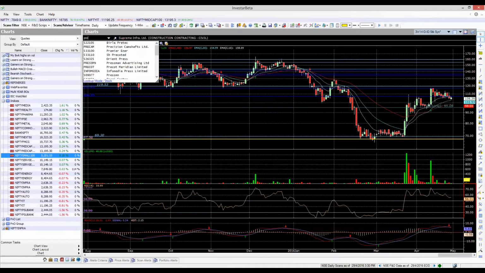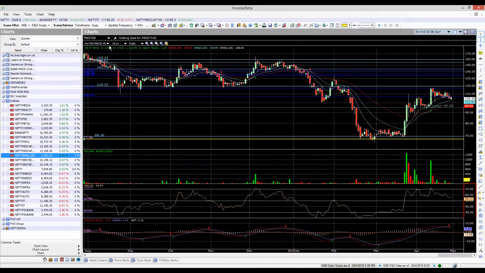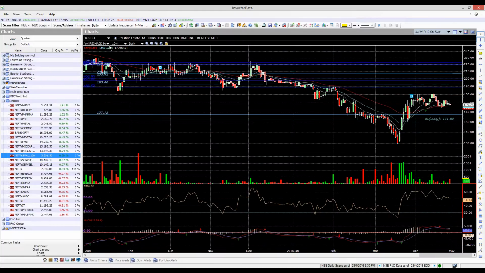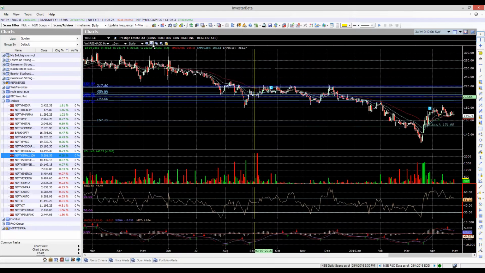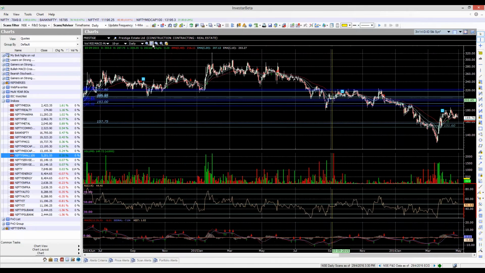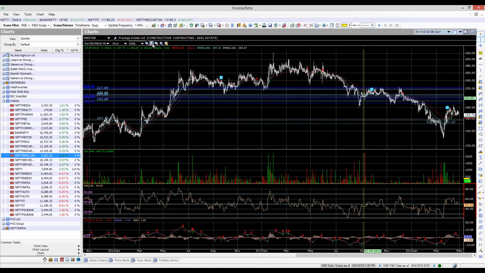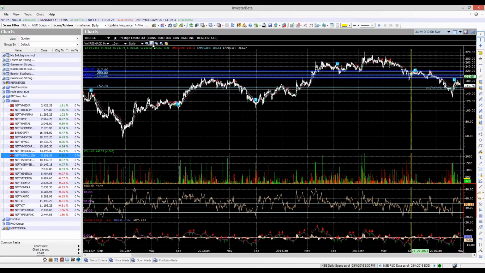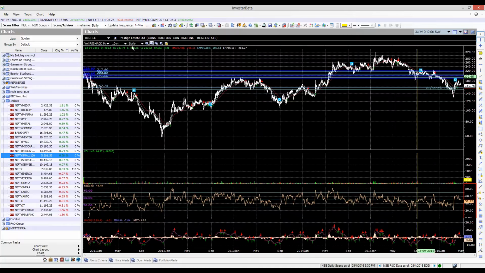Last one, Prestige. 130 to 180. Yep, consolidation for sure. And probably go to 200 in the next move, and then we'll review. Right, so Prestige, infrastructure, realty, looking all very good.